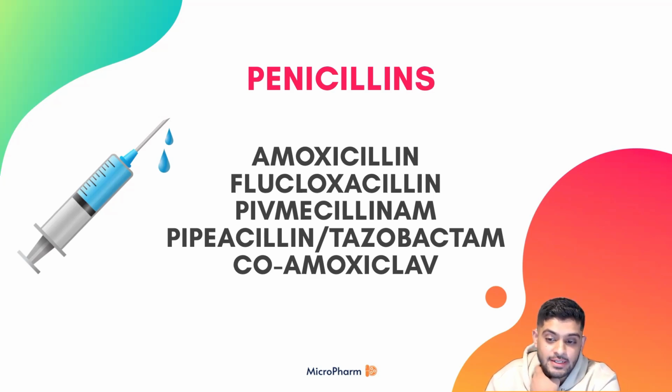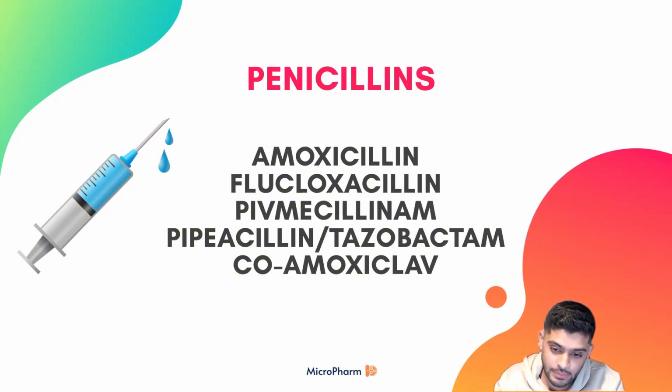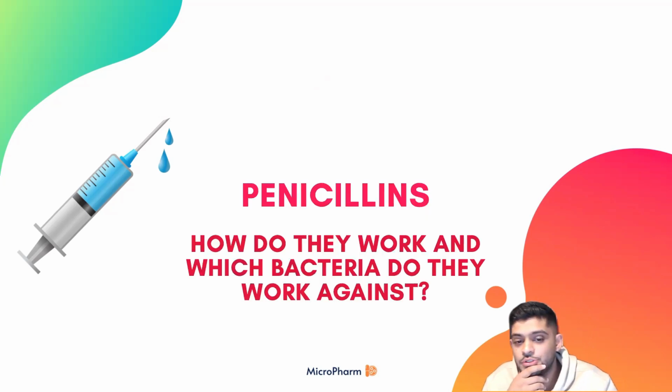Clavulanic acid and amoxicillin. The clavulanic acid is your beta-lactamase inhibitor, and your amoxicillin is, of course, your penicillin. And the clavulanic acid is blocking beta-lactamases from breaking down the amoxicillin and allows the amoxicillin to do its job. So how do penicillins work?